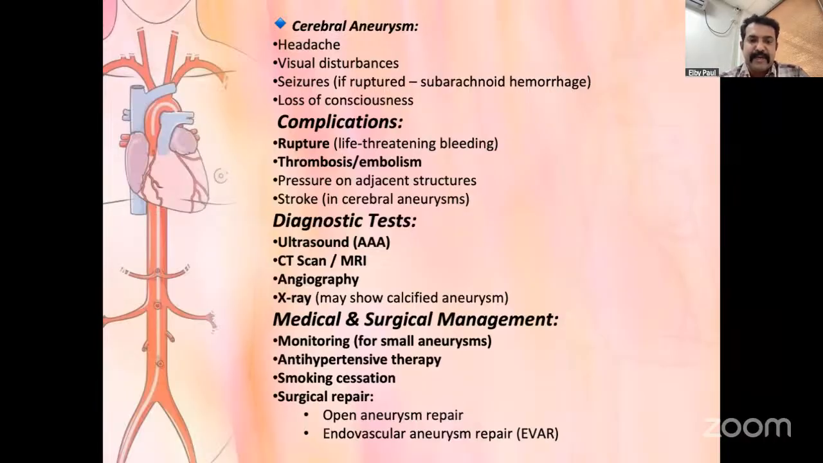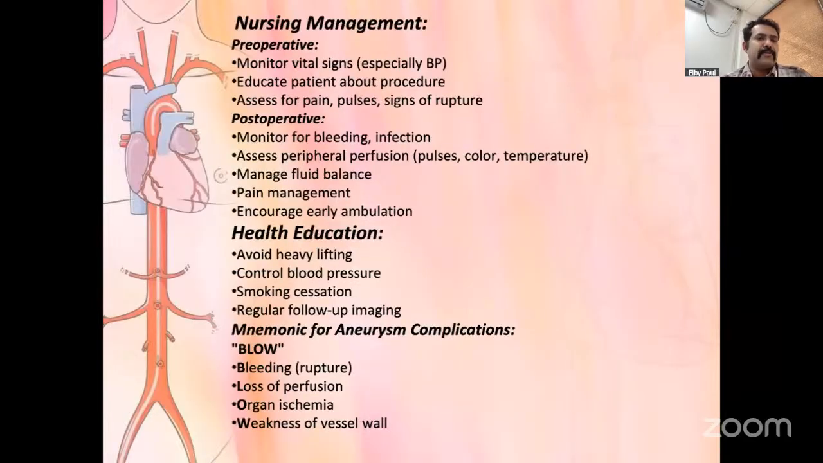ओके, लास्ट इज मेडिकल एंड सर्जिकल मैनेजमेंट, monitoring for the small aneurysms. If this aneurysm is small, we can treat them medically. Okay, anti-hypertensive therapies. If the patient is hypertensive, you have to control the hypertension. स्मोकिंग करना है, बैड हैबिट्स है, स्टॉप करना चाहिए। सर्जिकल रिपेयर, ओपन एन्यूरिज्म रिपेयर, फॉर एग्जांपल आयोटा एन्यूरिज्म है, आपको लग रहा है ब्लस्ट होने वाला है, तो यू हैव टू रिप्लेस द आयोटा, इट्स सर्जरी कॉल्ड बेंटाल सर्जरी. ओके, एंडोवास्कुलर एन्यूरिज्म रिपेयर, ओके, दिस आल्सो वी कैन डू.